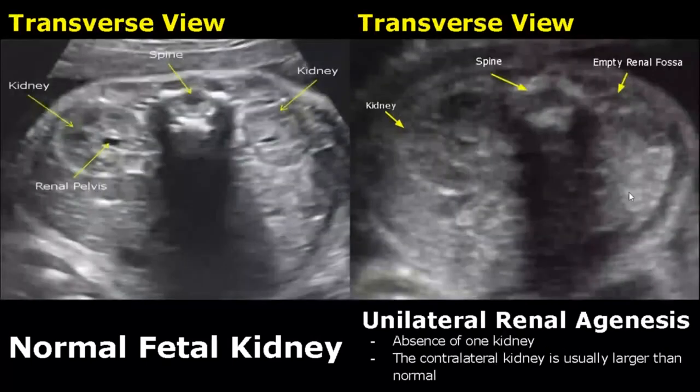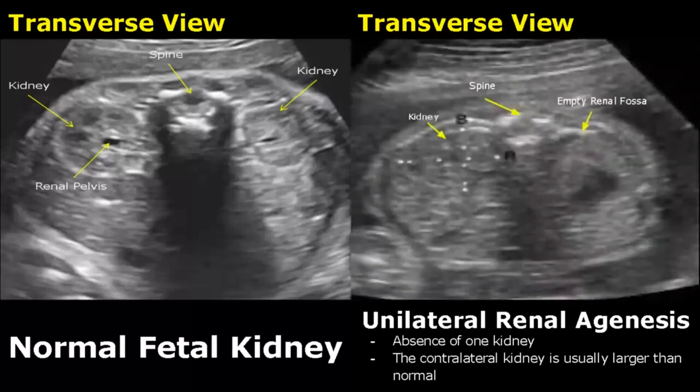In unilateral renal agenesis, there is absence of one kidney. In the normal image you can see two kidneys, whereas in this image there is only one. There is an empty renal fossa, there is no kidney present here, and this kidney is enlarged. It is usually because of compensatory mechanisms. Here we have another image of unilateral renal agenesis. We can only see one kidney here, and there is an empty renal fossa.